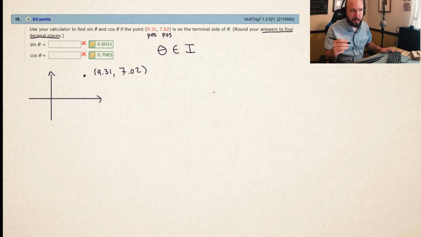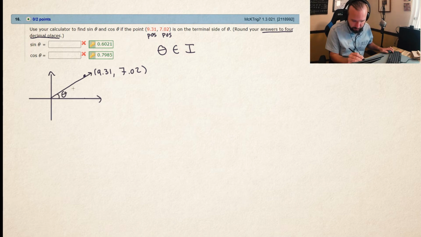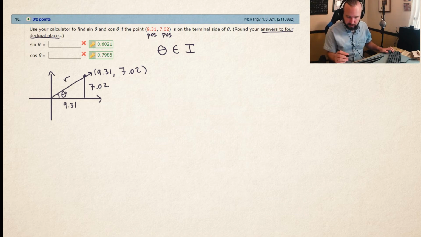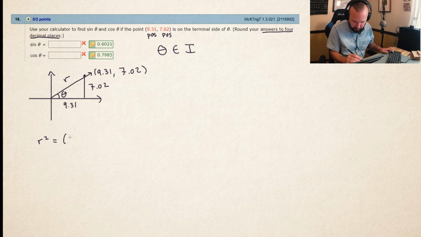I'm going to do my best to have the calculator keep as many decimal places as I can, and then right at the end round it if necessary. So here's the ray, and there's the angle theta. And this x right here is 9.31, and the y is 7.02. To figure out sine and cosine, I need to know what r is. This is just standard business here. r squared is x squared plus y squared.